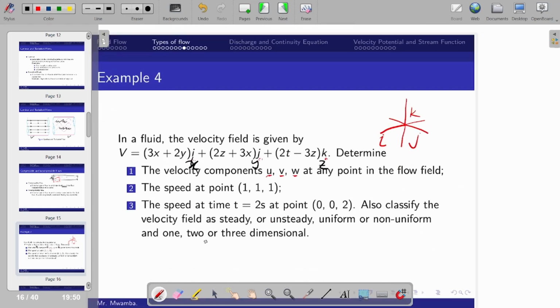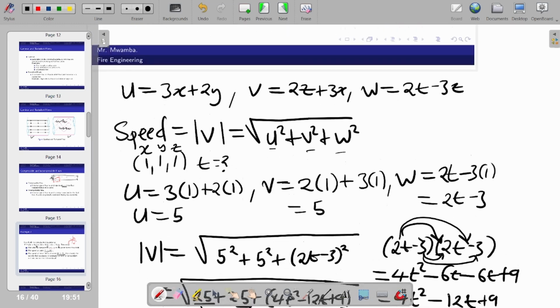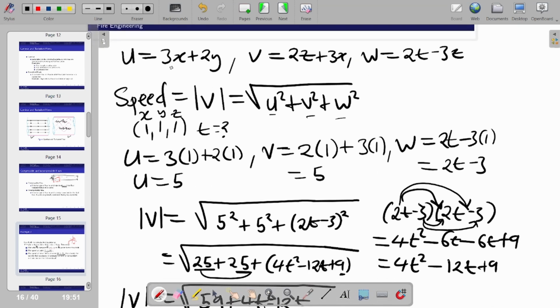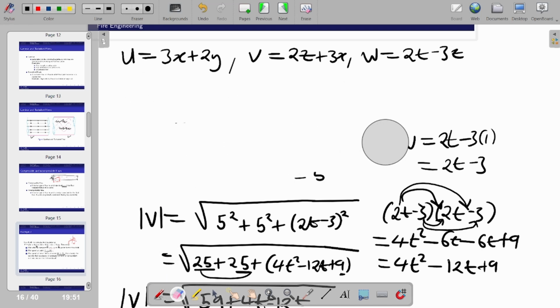So the second part is saying determine the speed at t equal to 2 seconds at this different point. Here it was at 1, 1, 1. Now it is at 0, 0, 2. So we need to find the velocity components at this point. We know we have the velocities here. We have them here. Let me create some space here.